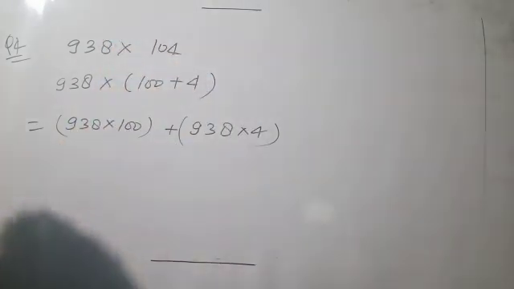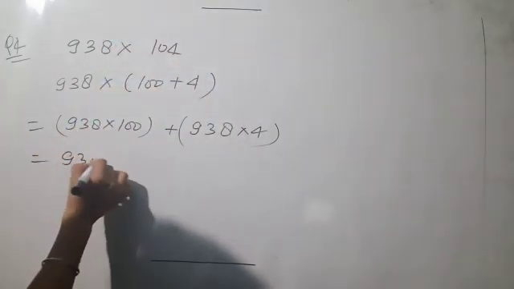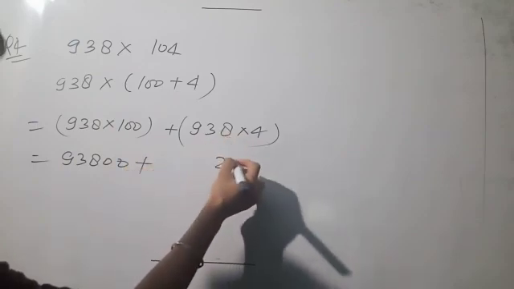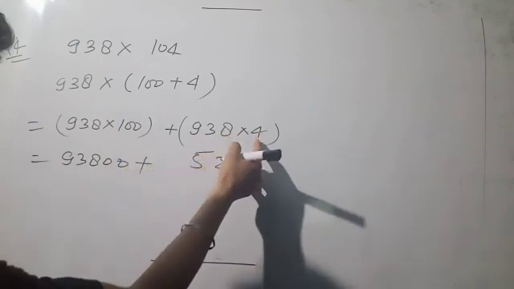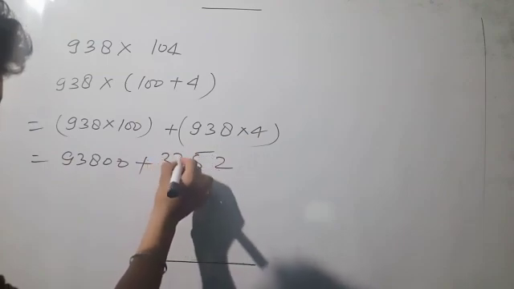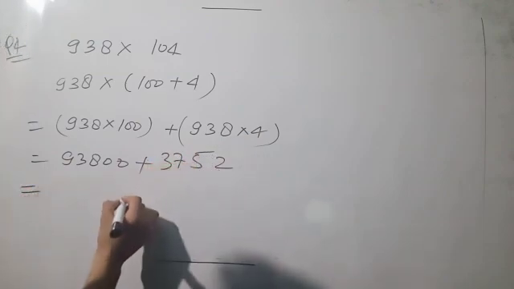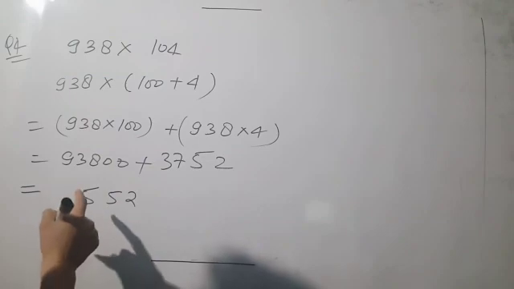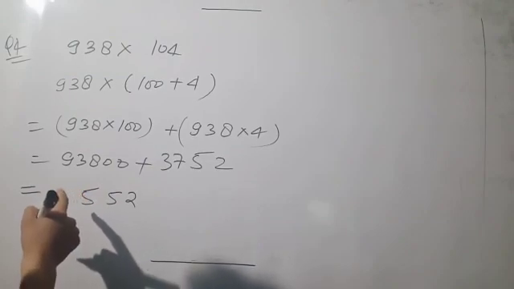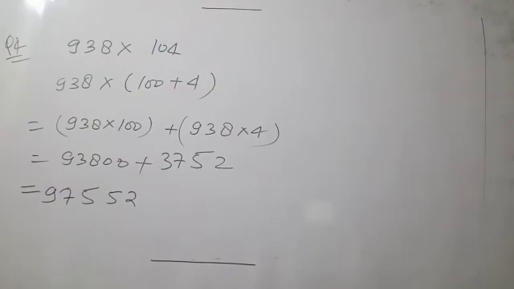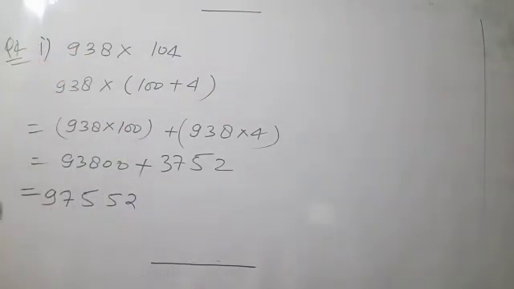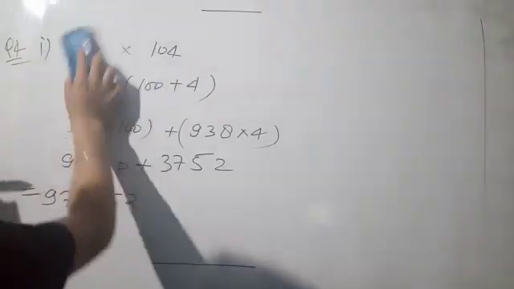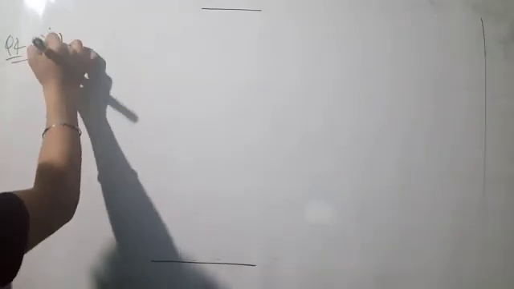Here we have to multiply 938 with 4, and here we have to multiply 938 with 100. 4 8s are 32, 4 3s are 12, 12 and 3 is 15, then 4 9s are 36 and 1 is 37. Now we can add these numbers, so our answer is 97552. This is the first part. Now the second part is your homework. The third part we'll solve here.